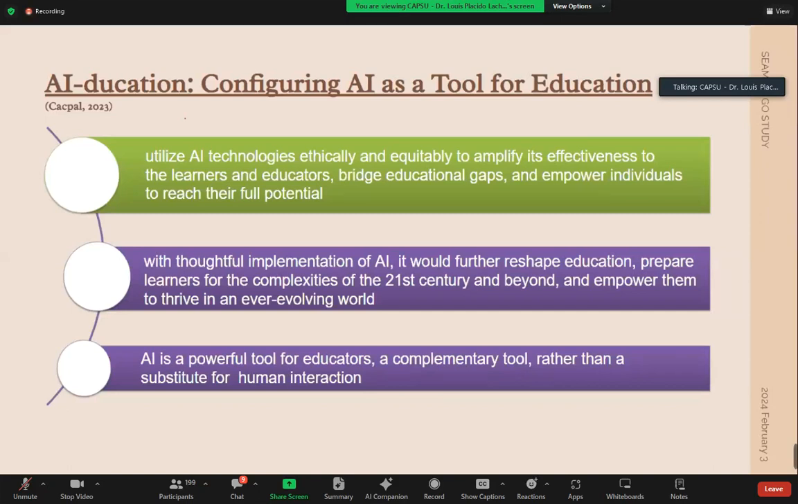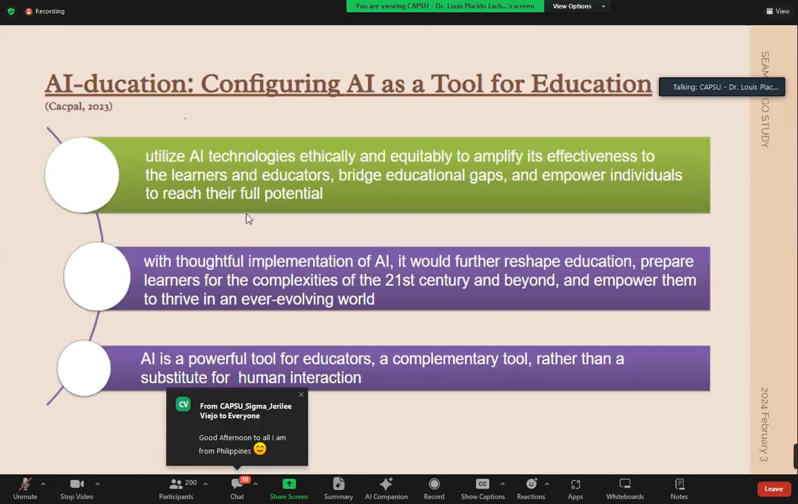Artificial intelligence is a powerful tool for educators, a complementary tool rather than a substitute for human interaction. So artificial intelligence, when used properly, will enhance the various aspects of the teaching and learning process. It is crucial also for us to ensure that the use of artificial intelligence will address privacy concerns and also provide proper training for educators to really maximize the benefits of artificial intelligence in education.